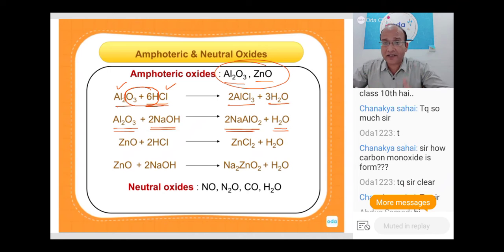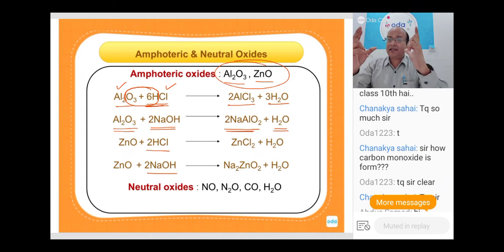Similarly, zinc oxide is also amphoteric. How will you prove it? You can react it with HCl. You can react it with NaOH. It will react with both. So amphoteric oxides can react with both types of substances. They can react with acid. They can react with base. They have both types of characters.